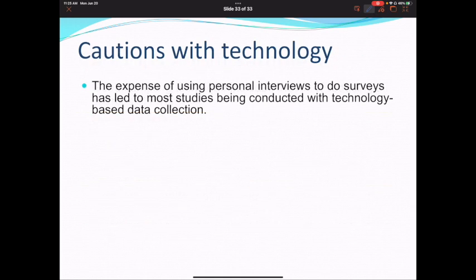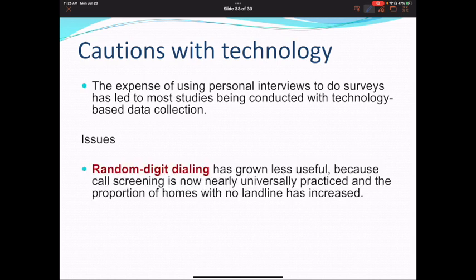When it comes to technology, using personal one-on-one interviews to do surveys is very expensive. So now most studies are being conducted with technology-based data collection like SurveyMonkey or Google Forms, right? But some issues with that is we used to have a thing called random digit dialing.